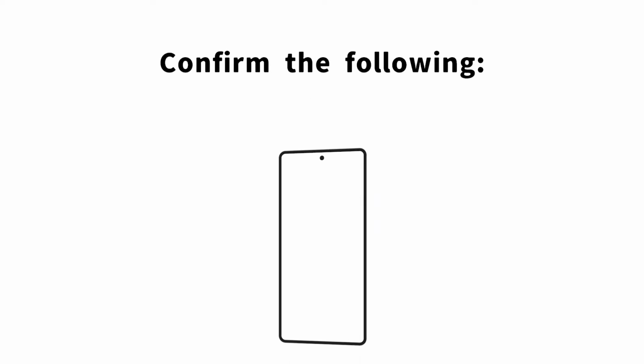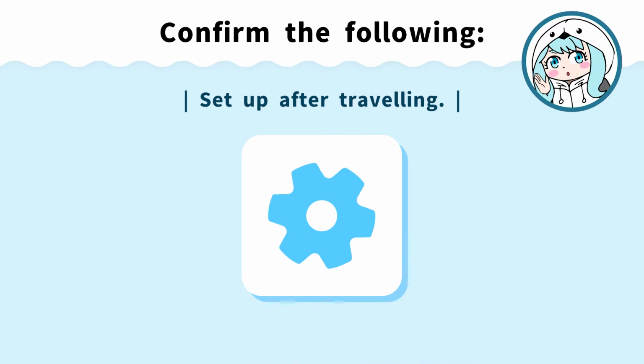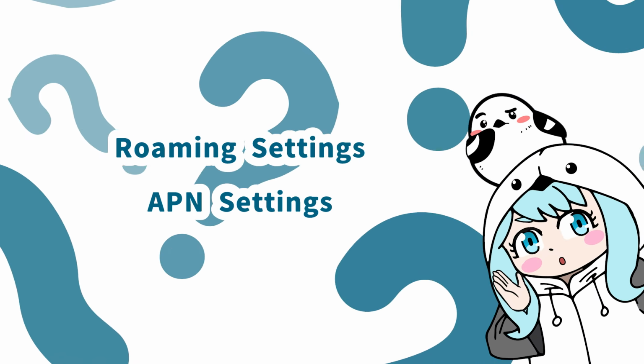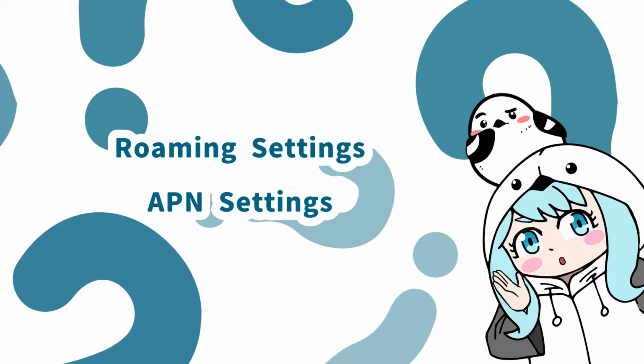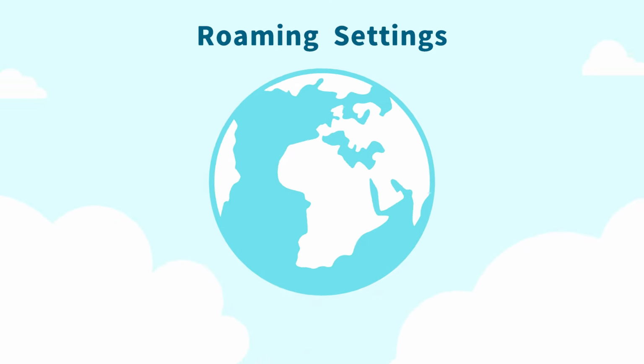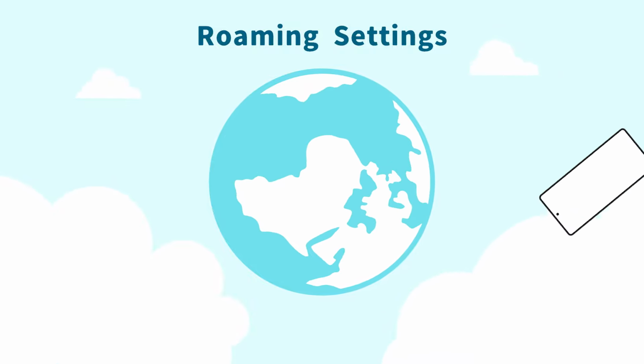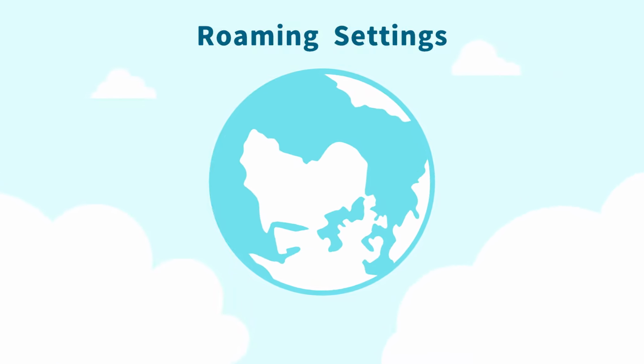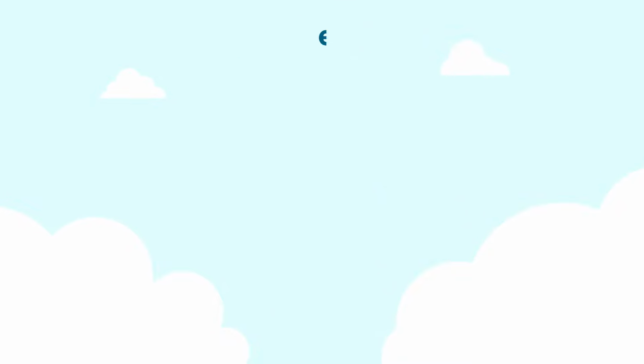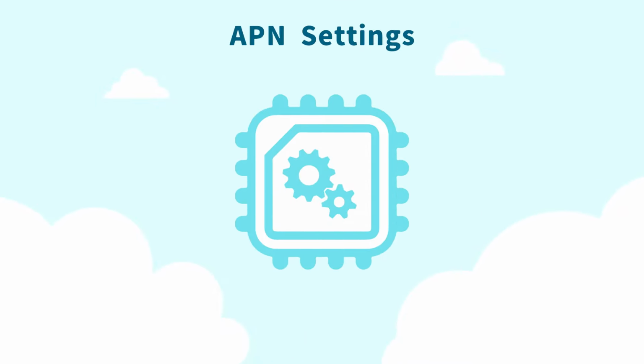There's one thing you need to confirm, and that's setting up your device once you've arrived at your destination. Let me introduce to you about roaming settings and APN settings before we begin. Roaming settings is to enable data communication using the local carrier's network while staying abroad. The display may vary depending on your device and Android version. APN settings are the initial settings required to use kawaii-esim.